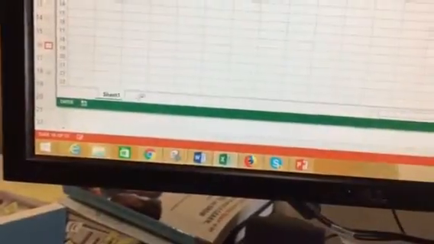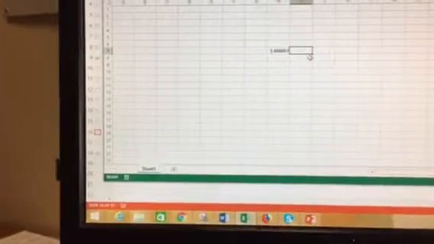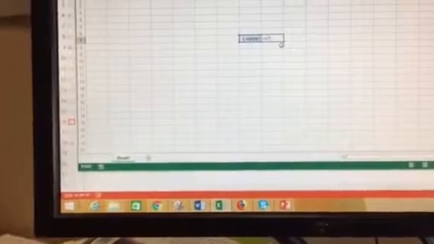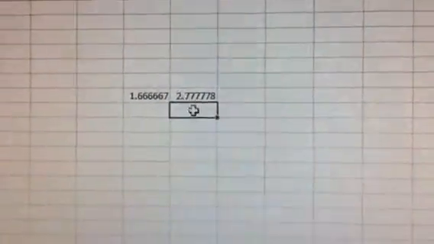I'm not sure what 10 over 6 is, so let me do the math on that real quick on my computer here. 10 divided by 6 equals 1.667. And then if I square that, I get 2.777, or maybe call it 2.8.